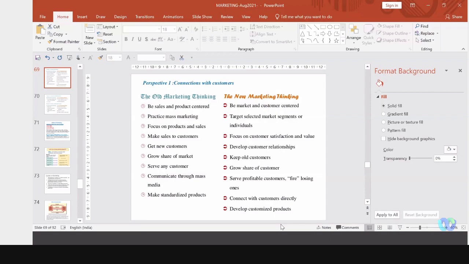The old market thinking, the sales. Did we do this yesterday? Did we see these slides in the last class? Okay. Just go through this. They were practicing mass marketing. Today, it is more distinguished marketing that people make. That means they identify sets of segments of markets that exist.